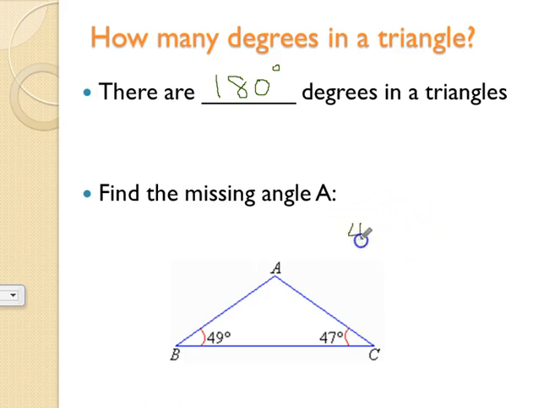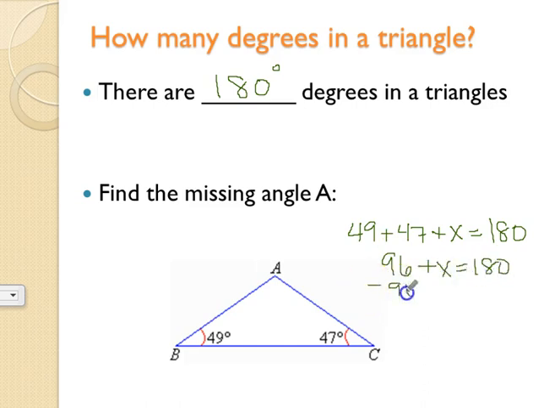So what we could do is say, well, I know that all my angles, I'll say X for the measurement of angle A, have to add up to 180 degrees. And then we'll do the algebra. We'll add together my like terms. So 49 plus 47 gives me a total of 96 plus X equals 180. Subtract 96 from both sides. And we get our value of X, which represents the measurement of angle A. So 180 minus 96 gives me 84. So that means that the angle measurement of angle A would be 84.